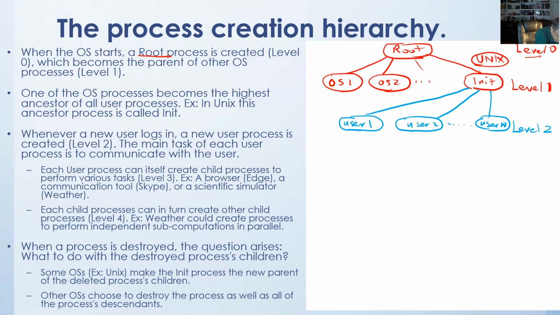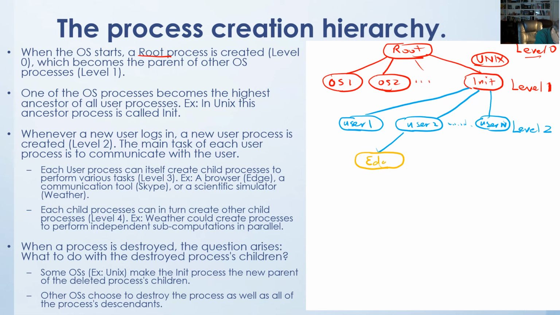Now each user process can create its own child processes to perform various tasks. For example, user 2 can create child processes. Let's change the color again so we can make it much better. So the user can create a child process. Say, for example, in the Microsoft Windows operating system, you can create a program that runs the browser.